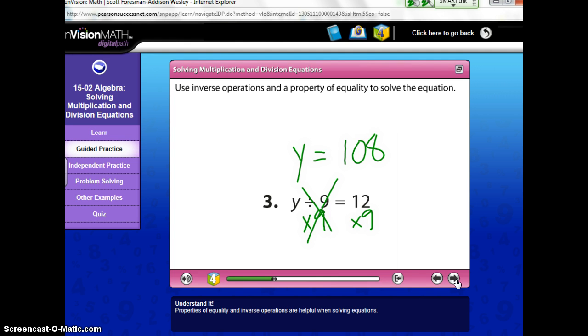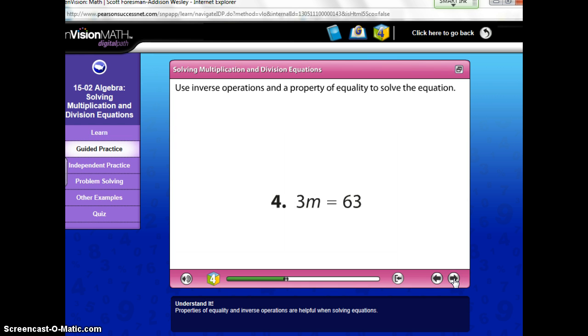Grab your iPads, open to a blank page, and let's do some together. Okay. Everybody needs to write this on their screen. 3m equals 63. Do the opposite of multiplying. 3m means 3 times m, so the opposite. I'll give you some time. Many of you are going to need to write this off to the side.